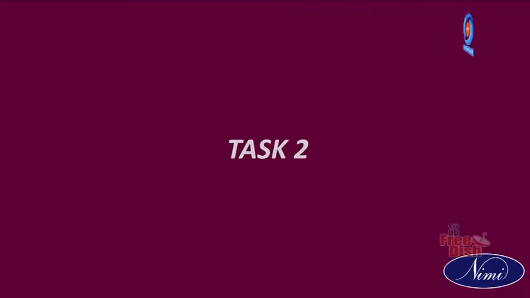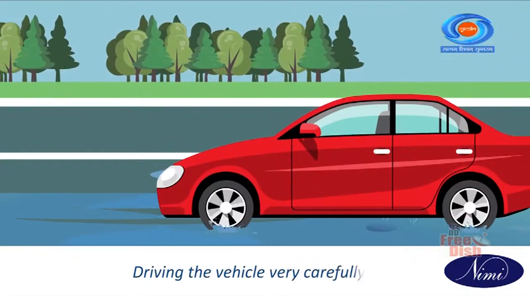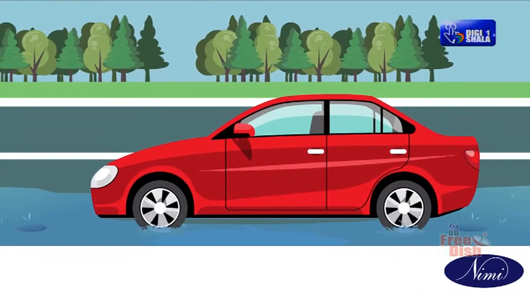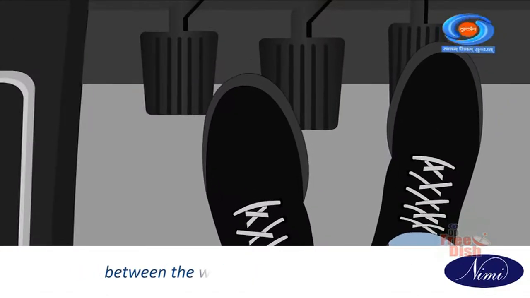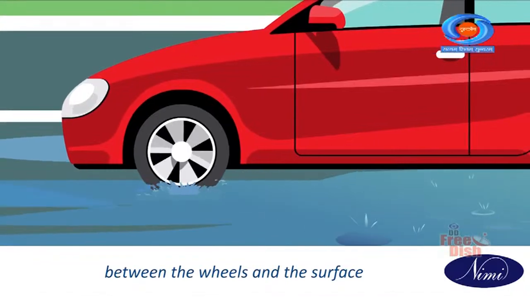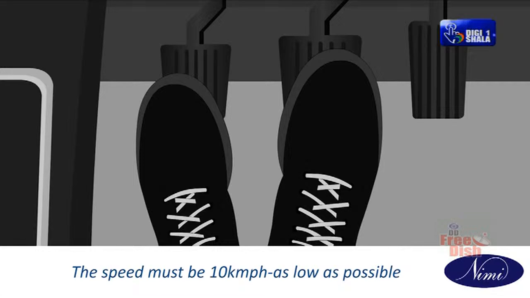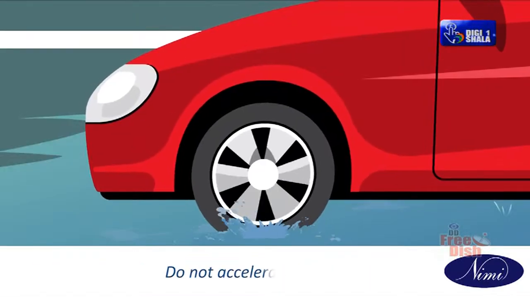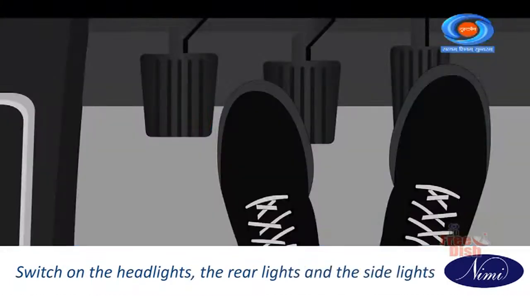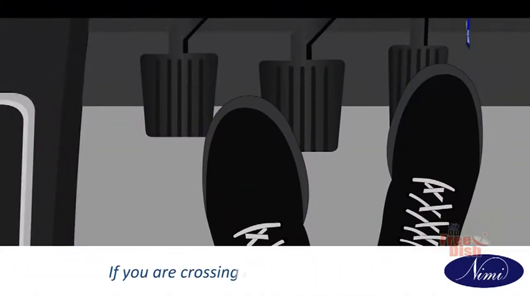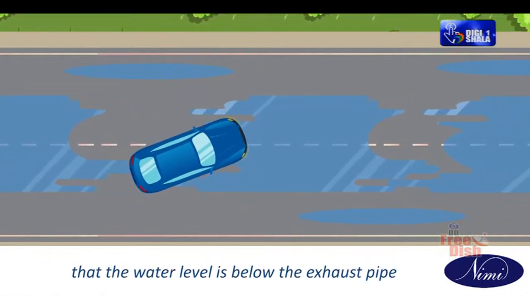Task 2. Driving a vehicle on wet surface. Drive the vehicle very carefully. Use mud and snow thread tires to get more grip between the wheels and the surface. The speed must be 10 km per hour, as low as possible. Do not accelerate much. Switch on the headlights, the rear lights and the side lights. If you are crossing a causeway, ensure that the water level is below the exhaust pipe.